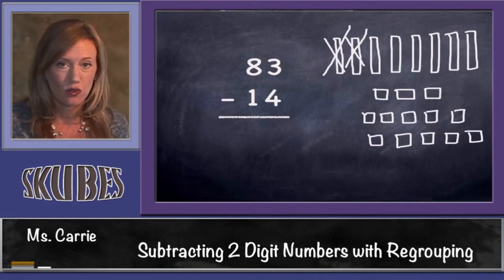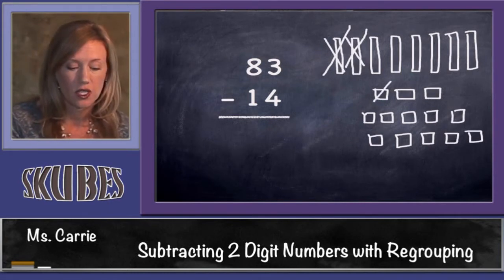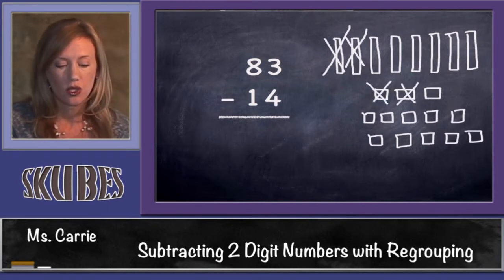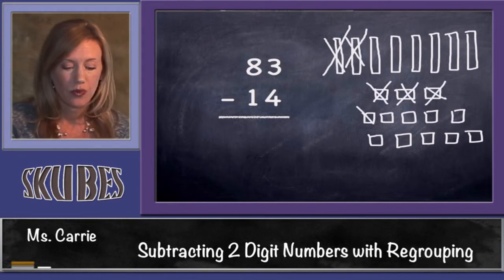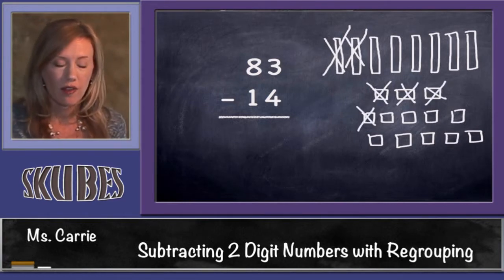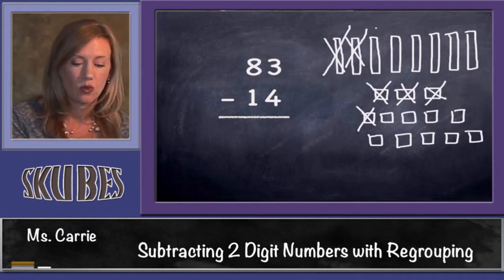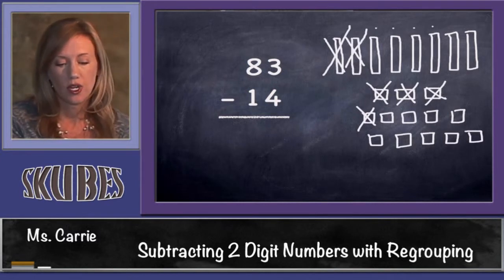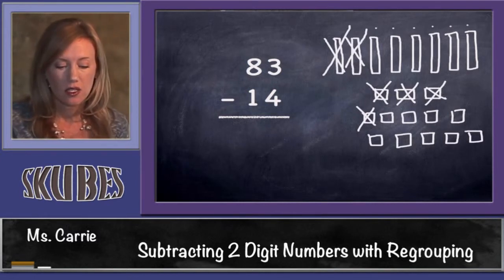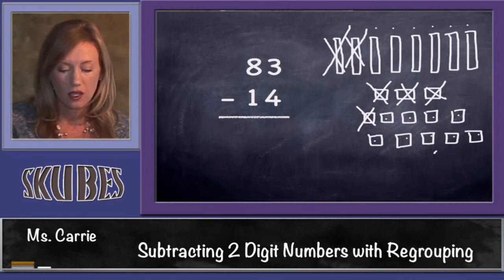Now we can take those 4 ones away. Now we have enough, so let's take them away. 1, 2, 3, 4. Let's count up what we have left over. We have 10, 20, 30, 40, 50, 60, 61, 62, 63, 64, 65, 66, 67, 68, 69.